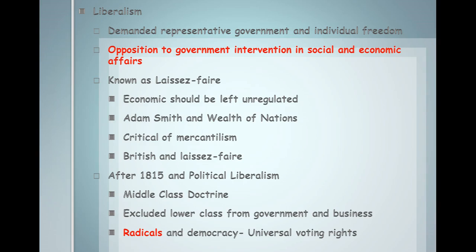They're considered the radicals during this time period. They tend to exclude the lower class from government and business, and they want universal voting rights. So, again, kind of a little bit of a different thing here. Make sure you take a minute to look at the liberals and see what's going on with them.